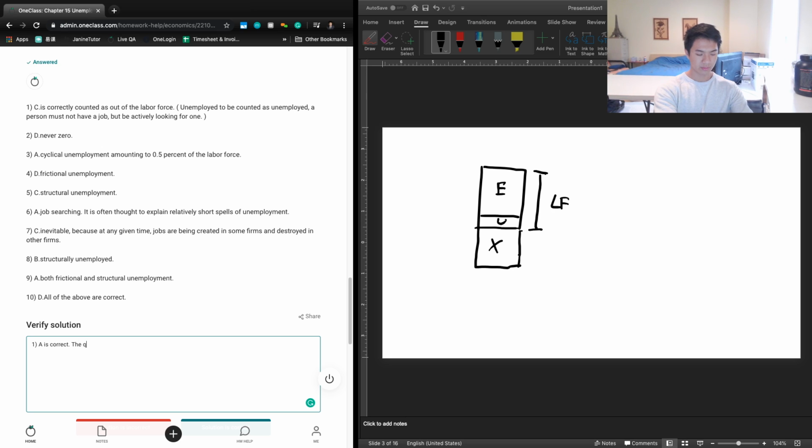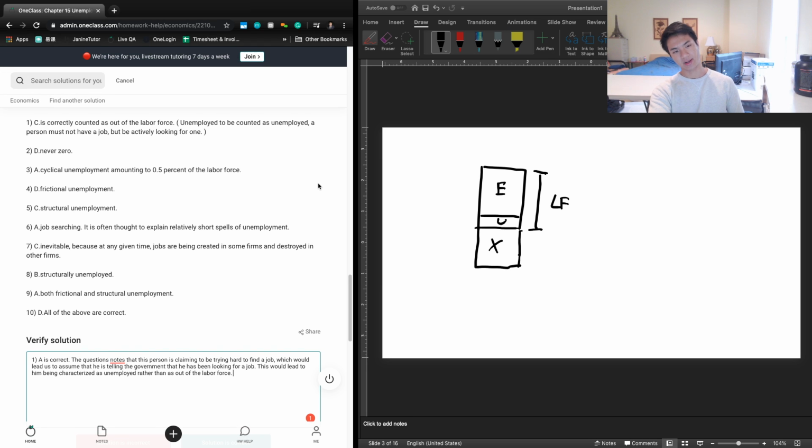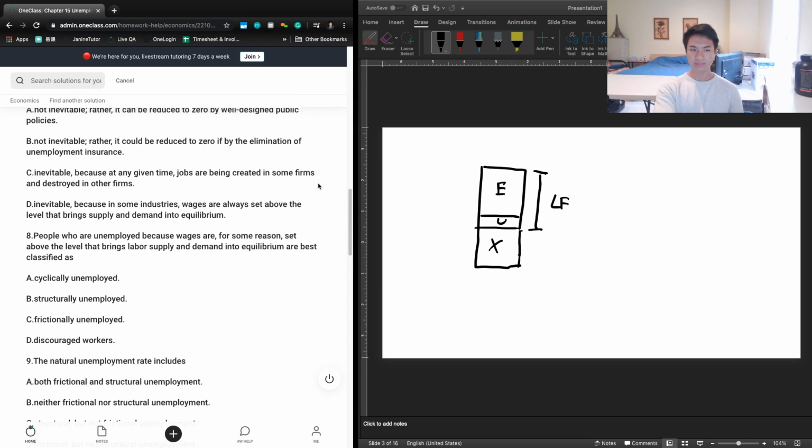The question notes that this person is claiming to be trying hard to find a job, which would lead us to assume that he is telling the government that he has been looking for a job. This would lead to him being characterized as unemployed rather than as out of the labor force. So that is the correct answer there. We're going to push back on question 1's answer here. Let's take a look at number 2.